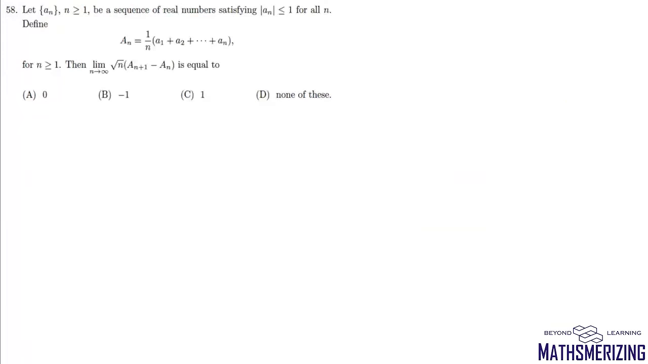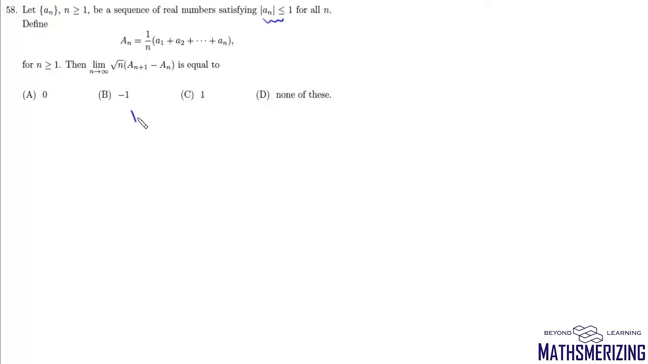Now question number 58 is, let an be a sequence of real numbers satisfying |an| ≤ 1 for all n. We define An as (1/n)(a1 + a2 + ... + an). Then for n greater than or equal to 1, we need to find this limit as n tends to infinity of √n (A(n+1) - An).